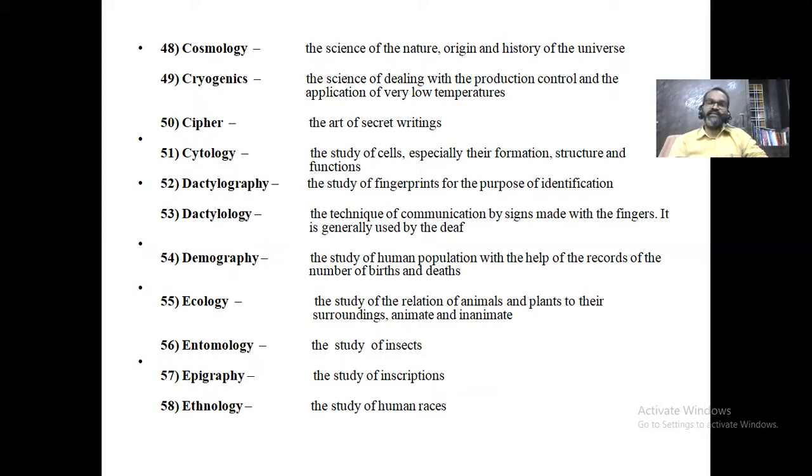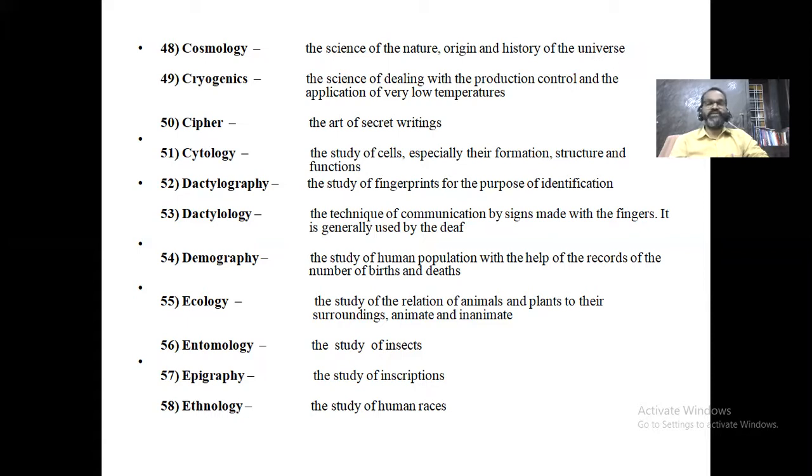So cipher, the cipher is here the art of secret writings, the art of secret writings without telling anyone. It's like introverts. They write very secret writings.